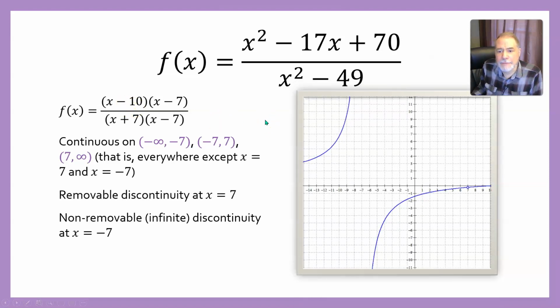So here's the graph. It's got just one missing point at x equals 7. So that's our removable discontinuity. And then we've got our infinite discontinuity at negative 7.